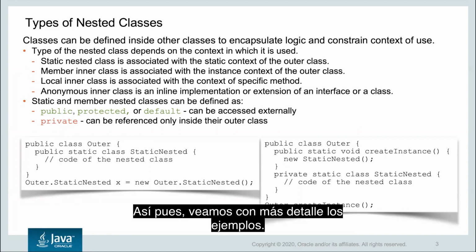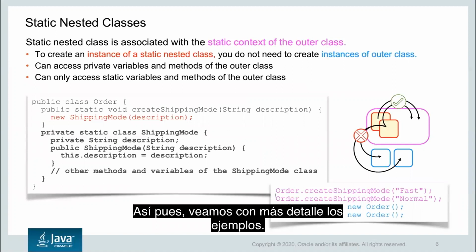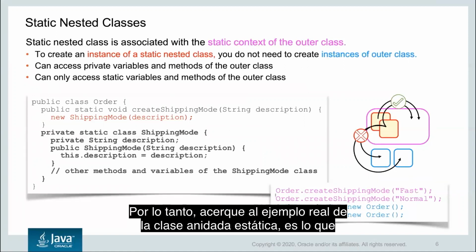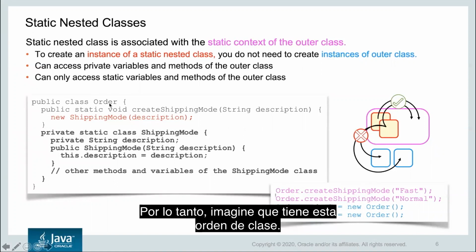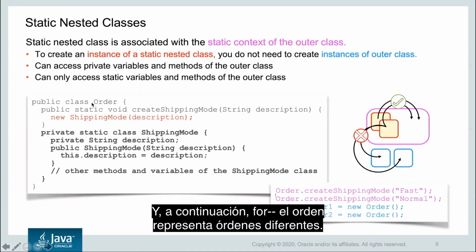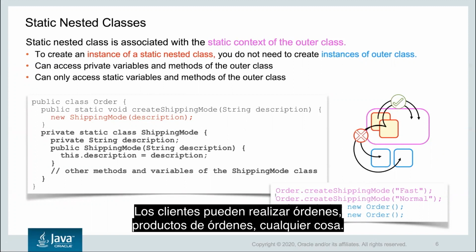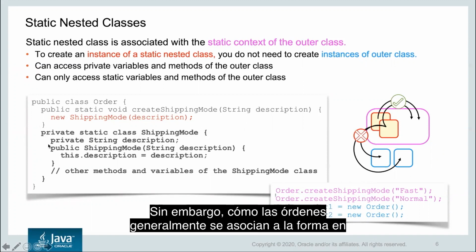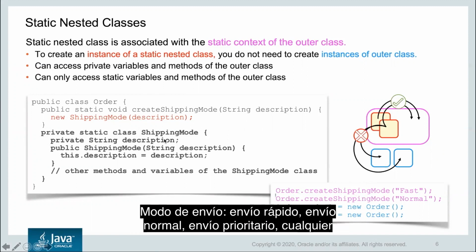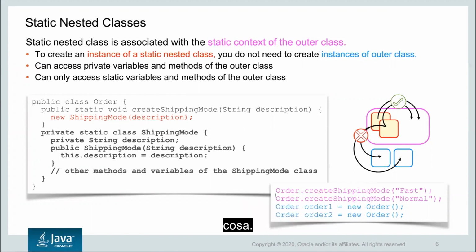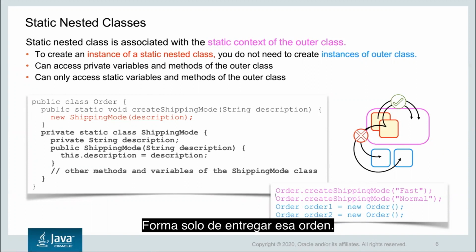Anyway, let's take a closer look at these examples. Zooming in on the actual example of a static nested class, what does it feel like? Imagine you have this class Order, which represents different orders. Customers can place orders, order products, whatever. But orders are generally associated with the way they can be shipped, the shipping mode. Maybe fast shipment, normal shipment, priority shipment, whatever. It's just the way to deliver that order.